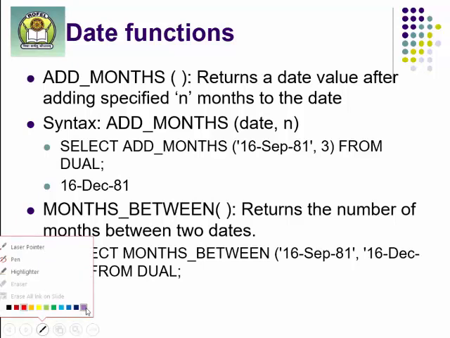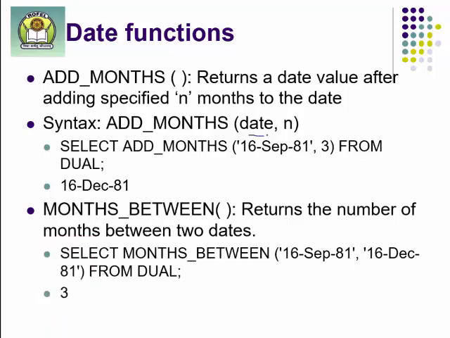So here it is showing us the date on which the months will be added. How many months will be added? N months will be added. So for example, select add_months 16 September 81, add how many months? 3 months from dual. We are manipulating the date directly, not the date which is stored in a column, so we have to use which table? Dual table. After September it is going to add 3 months, so the new date will be 16 December 1981.